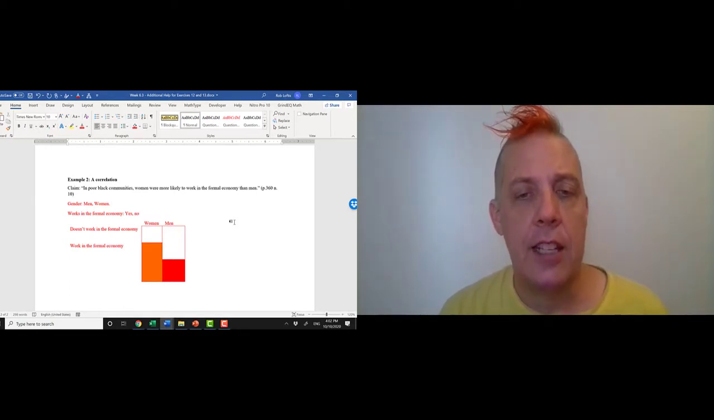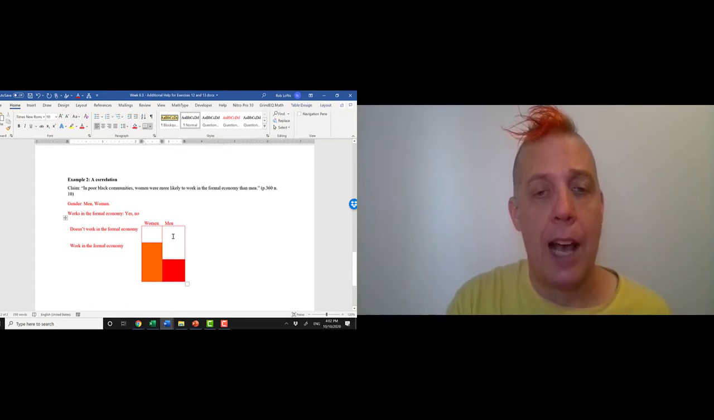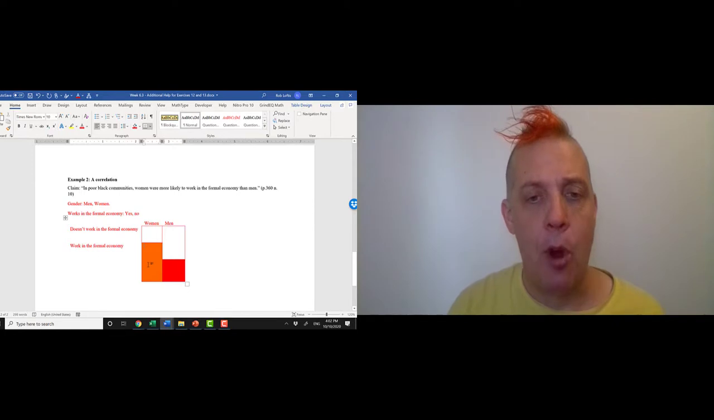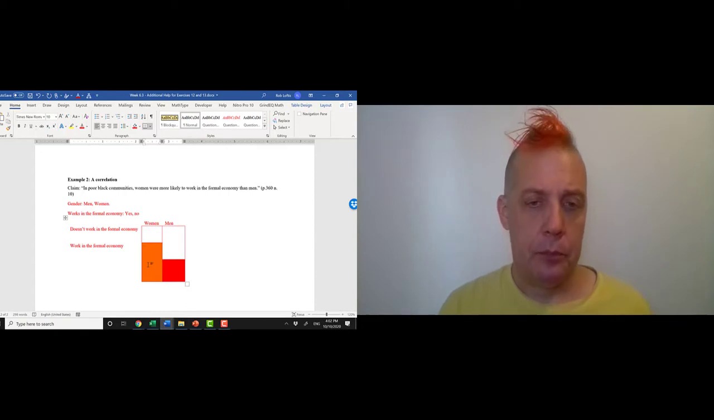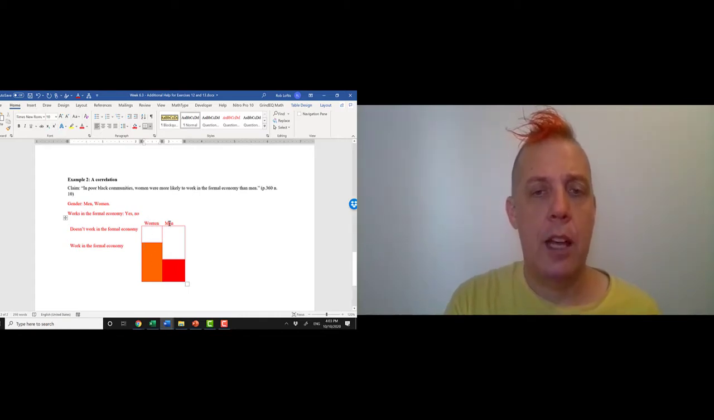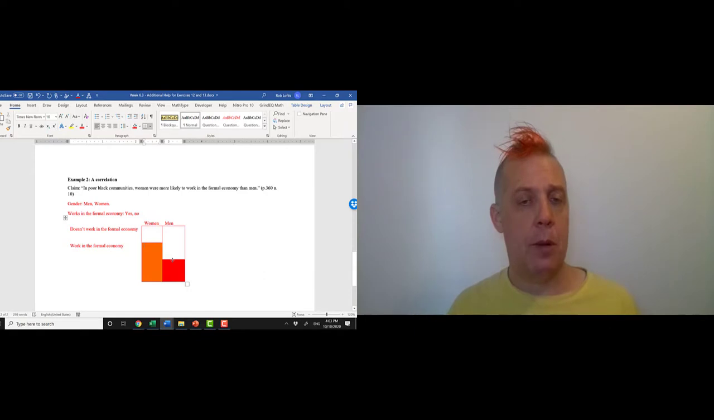So the thing to understand here is the correlation diagram consists of four boxes, right? You need to find a way to draw four boxes, and these four boxes come up because you've got two variables that each take two values. So women and men divide up the box one way, works in the formal economy, doesn't work in the formal economy, divides the box up the other way. But these lines aren't always the same. If there is a correlation, this level here is different than this level. And that is really all we mean by a correlation.